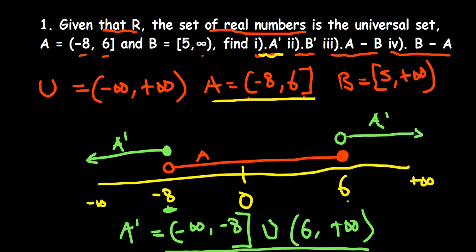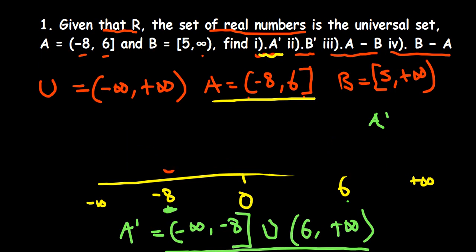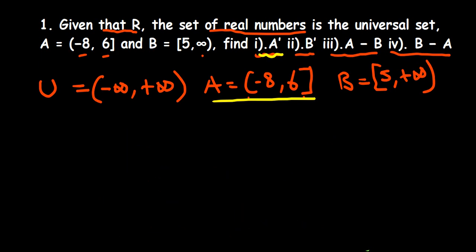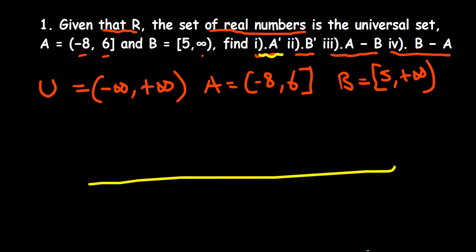Right, I hope that is clear. So let's find the B complement now. I'll erase this. For the B complement, we are going to follow similar steps. We are going to say, let this be my universal set from minus infinity all the way up to positive infinity, and then I can put my 0 there.